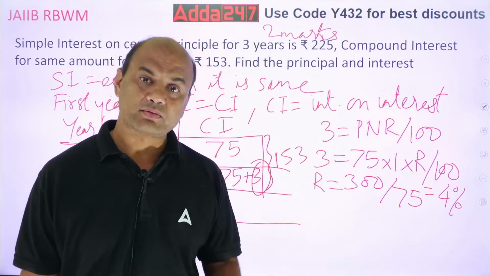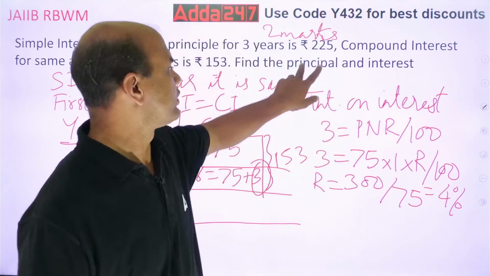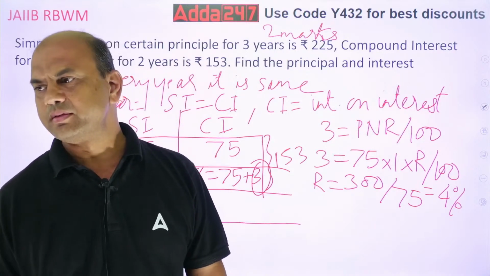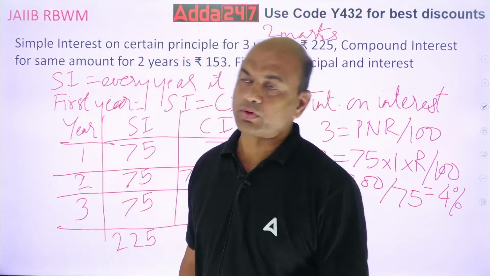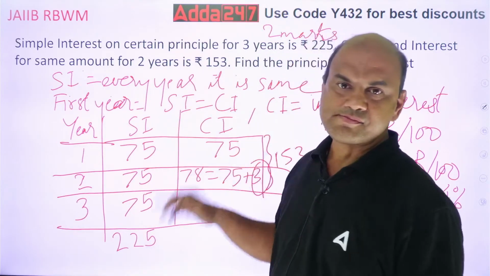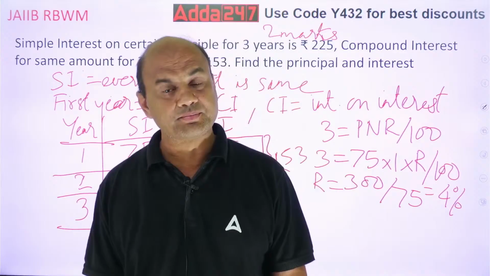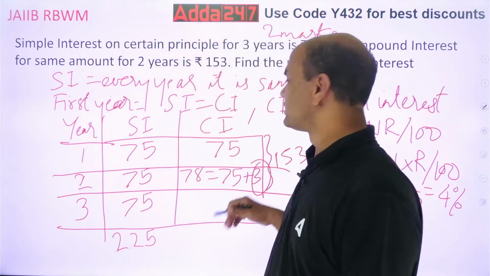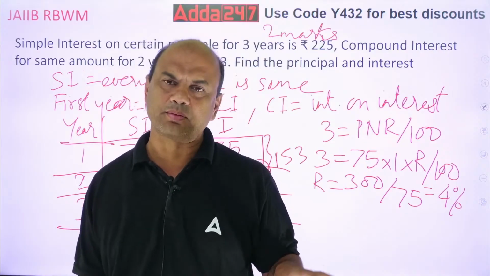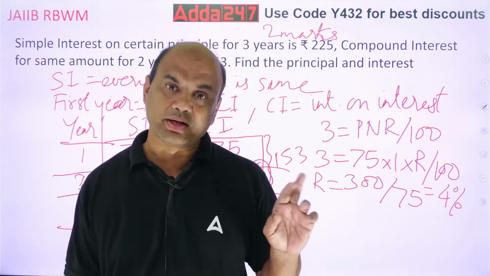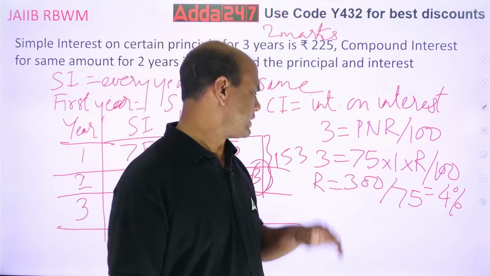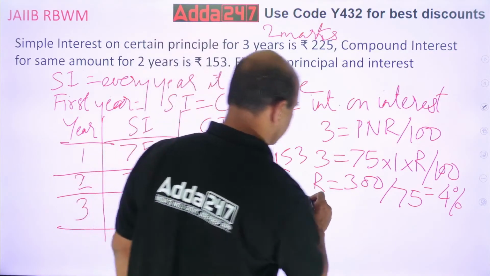What about P now? You want two answers, principal and interest. How to find out P then? For finding out P, use the same formula again. This time, interest equals PNR upon 100, but this time use interest as 75 rupees. Now look at it. Suppose I write it like this over here.